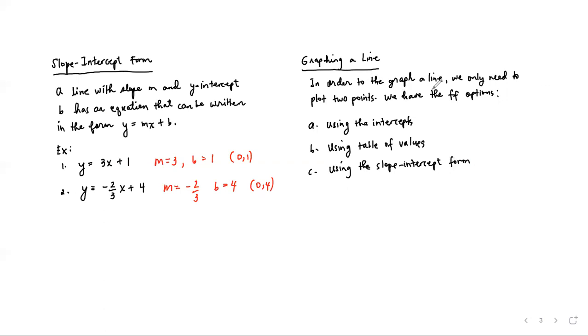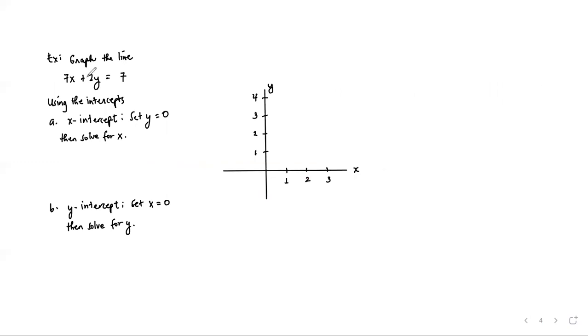Now, in order to graph a line, we only need a minimum of 2 points. So let's have an example. Let's graph the line 7x plus 2y equals 7. And let us use the intercepts in order to graph this line. So first, let us solve for the x-intercept by setting y to be 0, and we solve for x. So here, we have 7x plus 2 times 0 equals 7. 2 times 0 is 0, so we get 7x is equal to 7. And then we divide both sides by 7, and we obtain x is equal to 1. So which means that the point (1, 0) lies on the line.